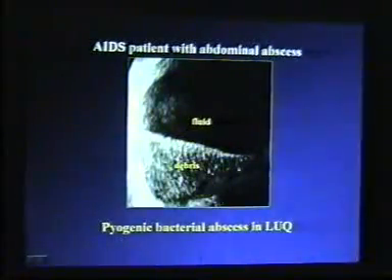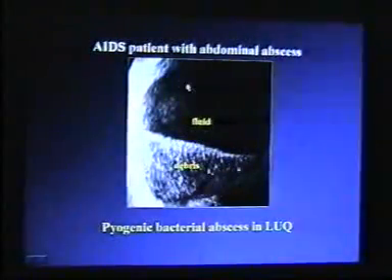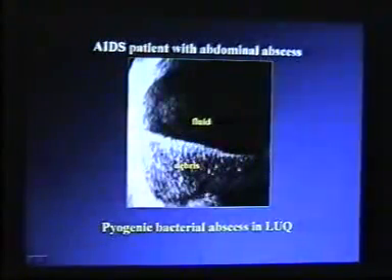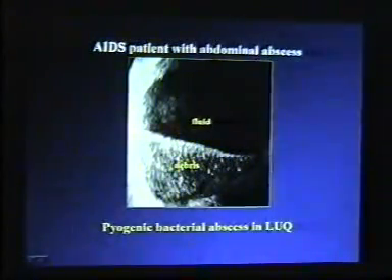Patient with abdominal abscess, a nice sonogram. You can see the pyogenic bacterial abscess in left lower quadrant. This is fluid level formed by debris, and this is fluid.